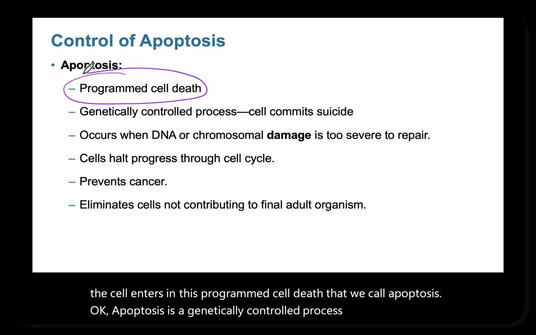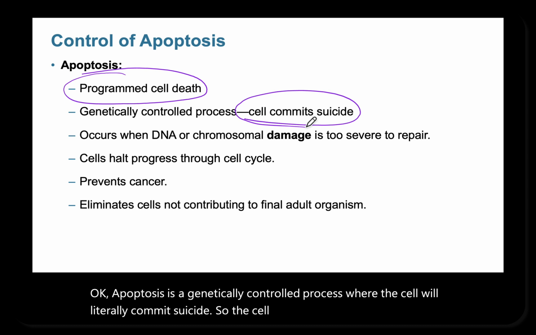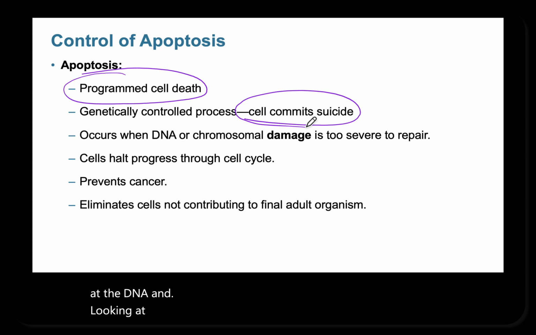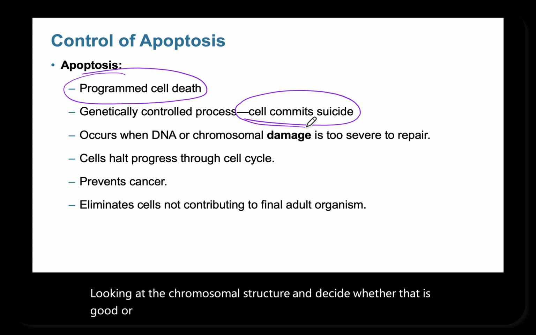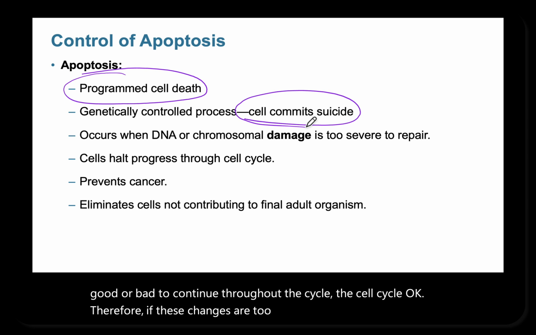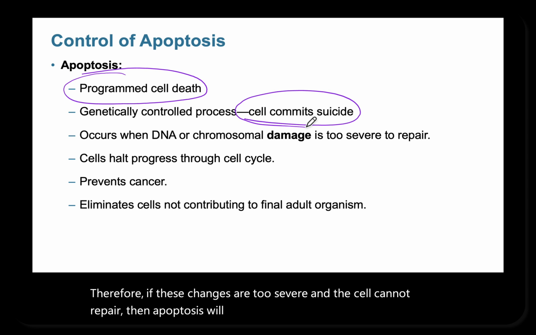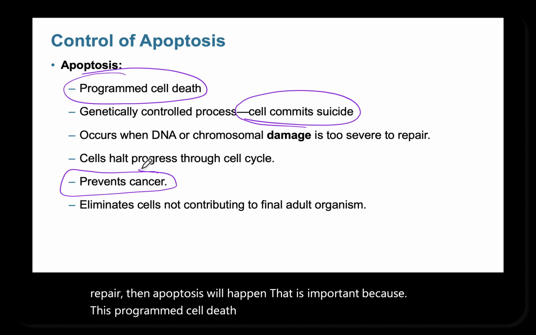Apoptosis is a genetically controlled process where the cell will literally commit suicide. So the cell itself has the decision of looking at the DNA and looking at the chromosomal structure and deciding whether it is good or bad to continue throughout the cell cycle. Okay? Therefore, if these changes are too severe and the cell cannot repair, then apoptosis will happen. That is important because this programmed cell death helps prevent cancer.